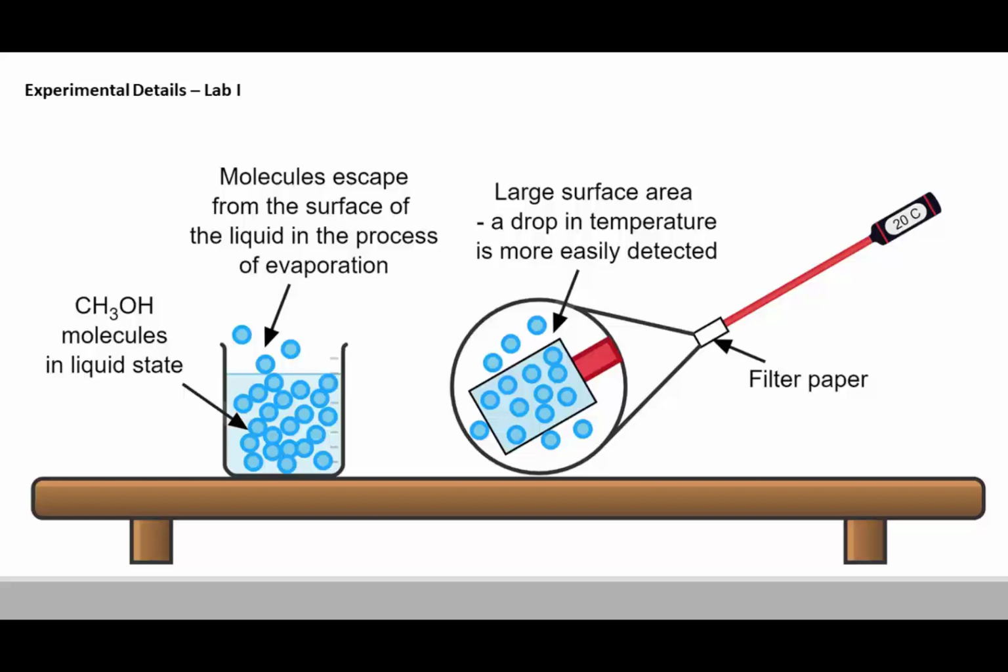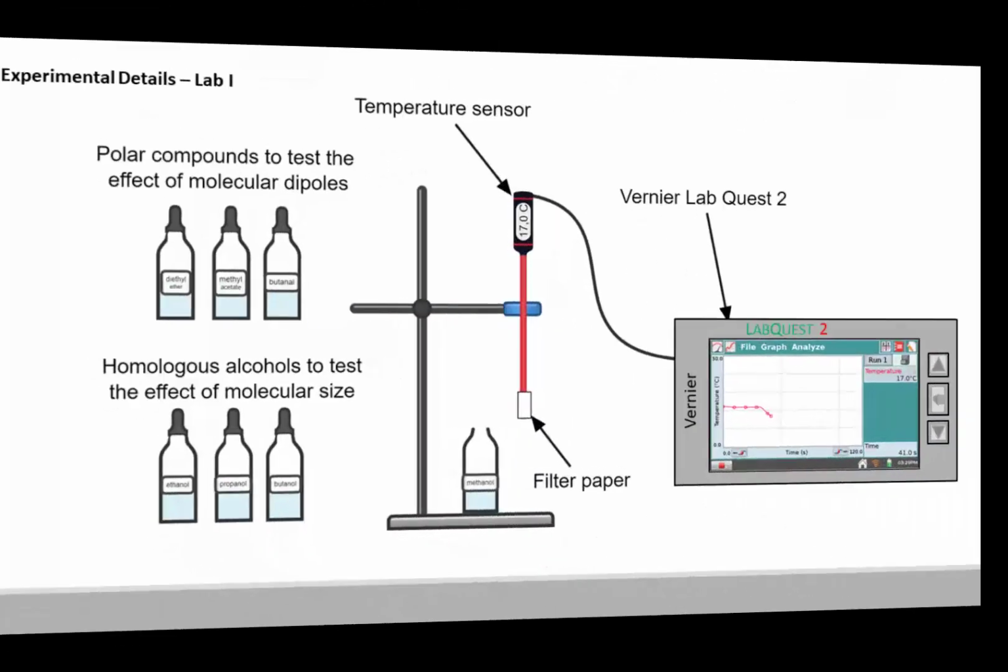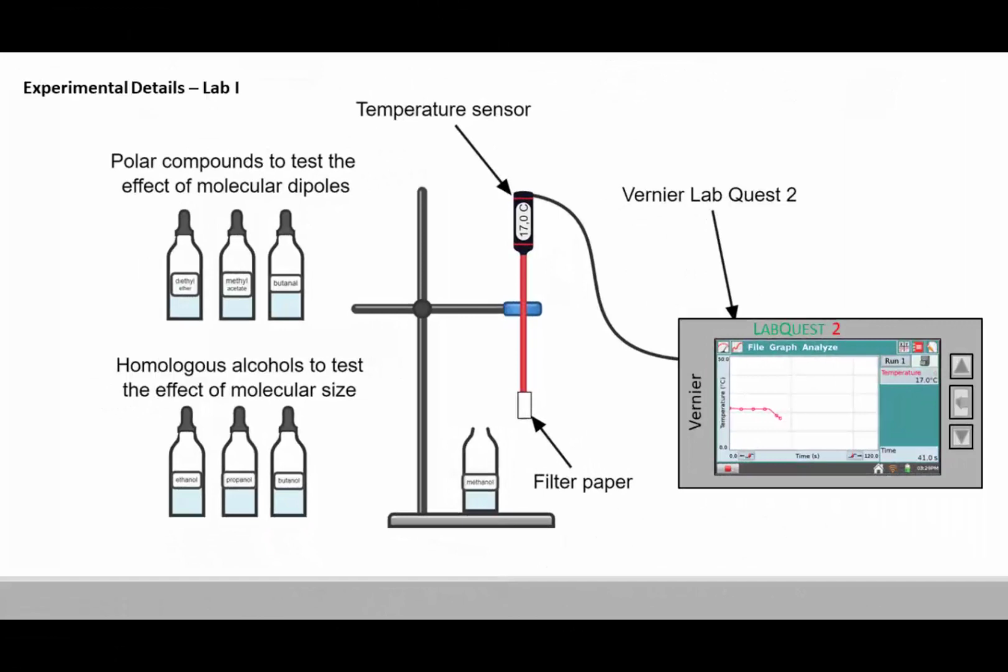But if we allow the evaporation to occur from the surface of a filter paper saturated in the liquid, then a drop in temperature of the surroundings should be easily measured. Although the experimental approach in this lab is simple, the resulting data provides a clear correlation between the types and strengths of intermolecular forces and the temperature change and magnitude of the rate of temperature change during evaporation.